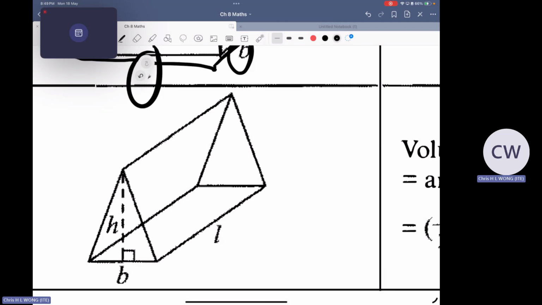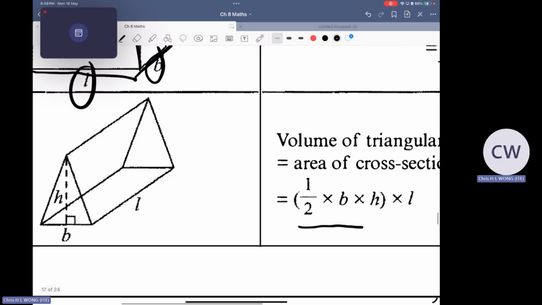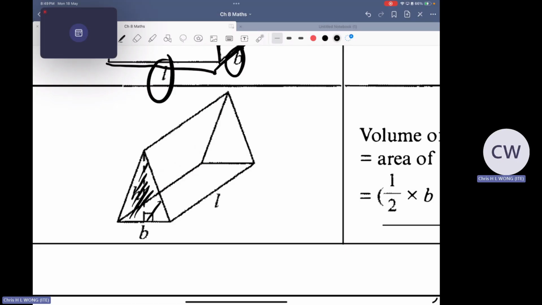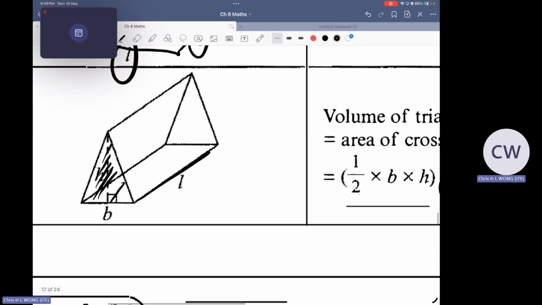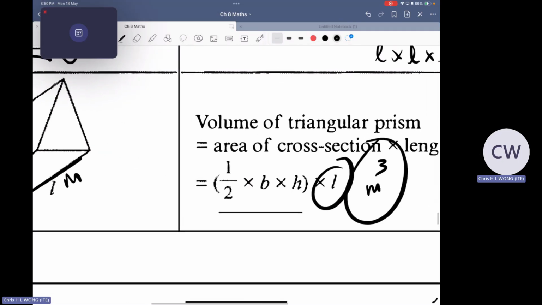Okay. So if I ask you to find the volume of the triangular prism, all I need to do is half base times height, which is the area of the triangle, times the length. I still have meter cube because this is meter square, area. Meter square times meter still gives you meter cube. The volume gives you meter cube.